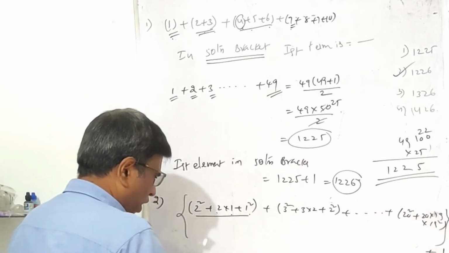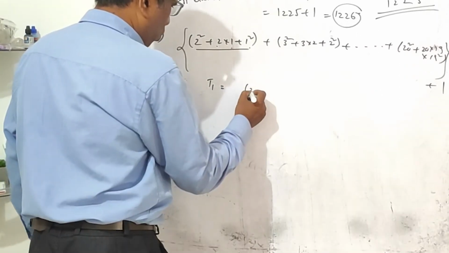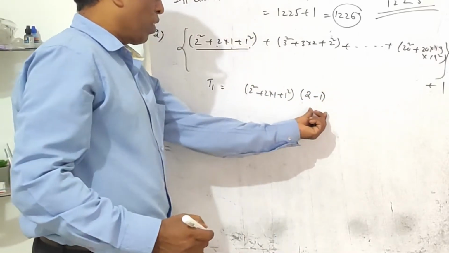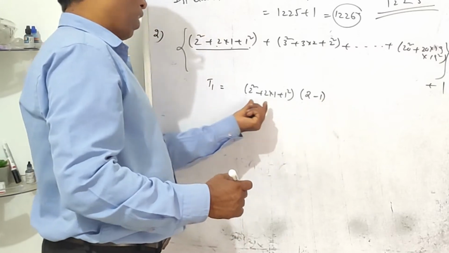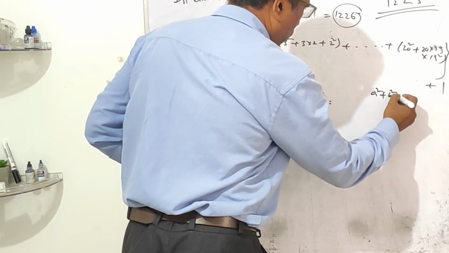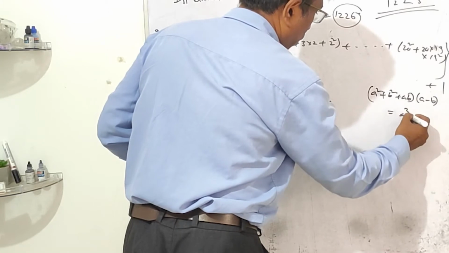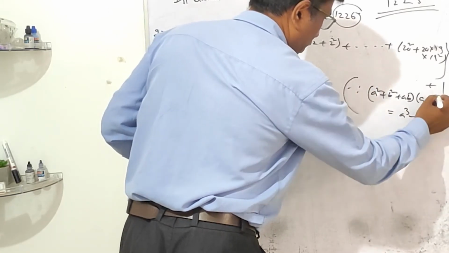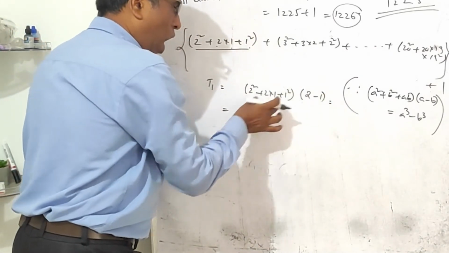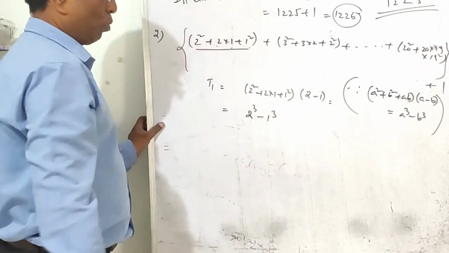Listen. Generally the first term T1 is like this: 2 square plus 2 into 1 plus 1 square, into (2 minus 1). 2 minus 1 is nothing but 1, and multiplying by 1 does not change the value. What is the formula? (A square plus B square plus AB) into (A minus B) is nothing but the formula I told you previously, A cube minus B cube. So multiplying by 2 minus 1, which is 1, the value does not change. This becomes 2 cube minus 1 cube.